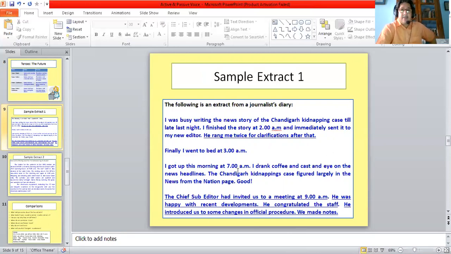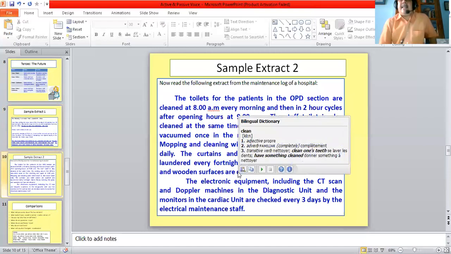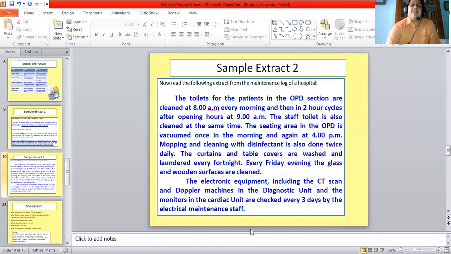Now I'm going to read out from a second extract, a second sample extract. Now here, this is the extract from the maintenance log of a hospital by an employee who is looking after these things. He's in a supervisory position.